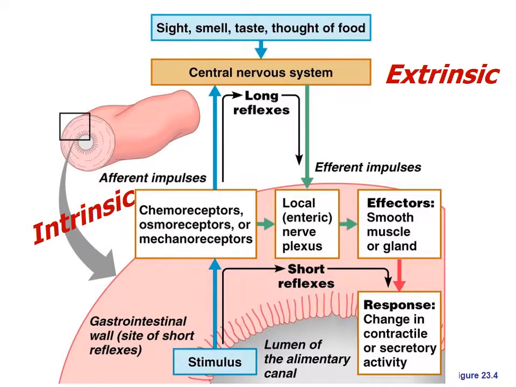A diagram of the extrinsic and intrinsic control methods. Take some time with this diagram and note the different types of receptors. Also note reflex types. As we travel through the alimentary canal, we will discuss lots of reflexes. If the reflex involves the parasympathetic system, that's a long reflex. But if it is localized within the organ using the enteric system, that's a short reflex.